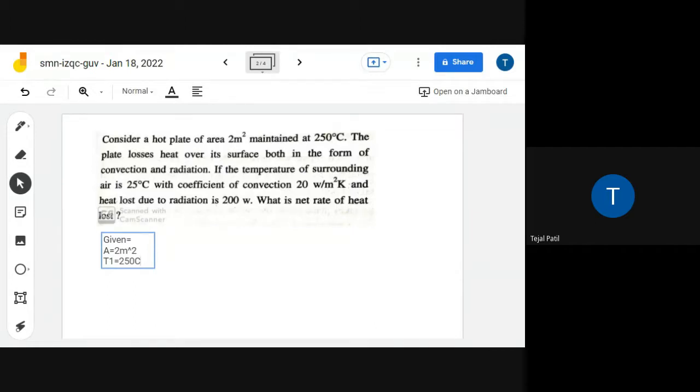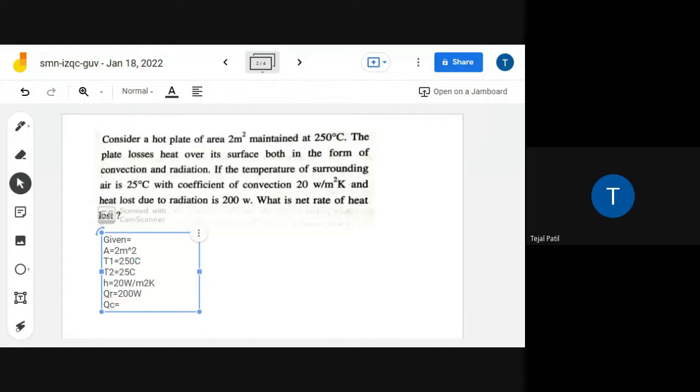If the temperature of the surrounding air is 25 degrees Celsius, that means T2 is 25 degrees Celsius, with a coefficient of convection denoted by H, which is 20 watt per meter square Kelvin. Heat loss due to radiation is given as 200, so QR is directly given. You are not supposed to calculate it. But what is asked? The net rate of heat loss. First you are supposed to find the heat loss by convection.